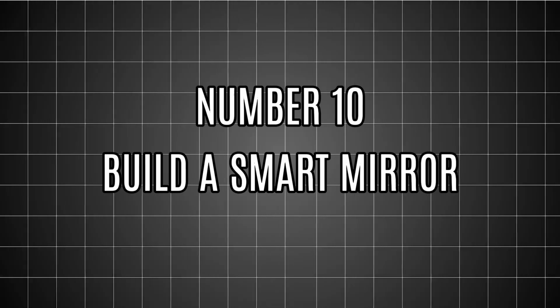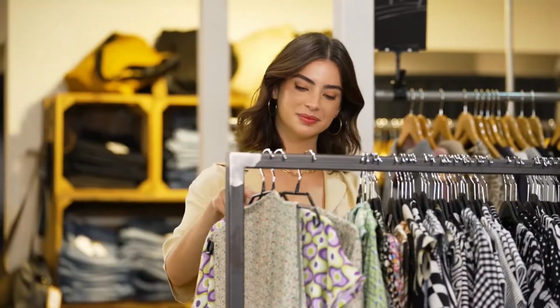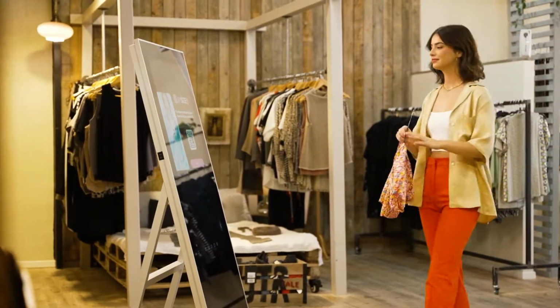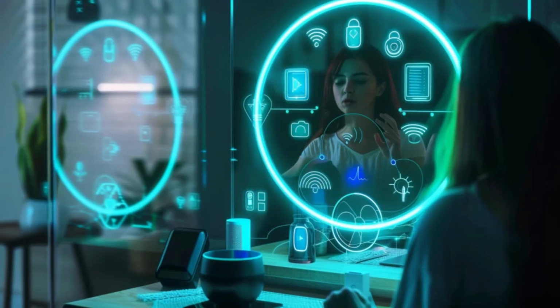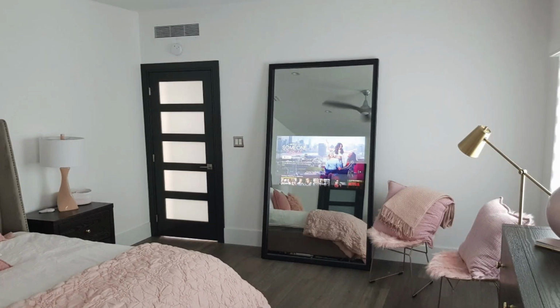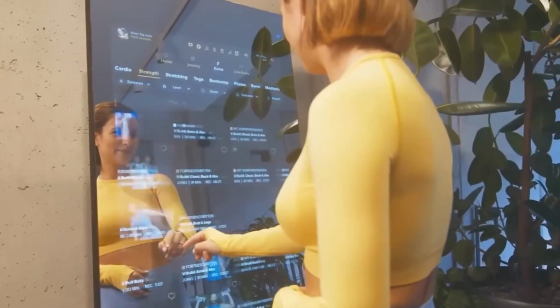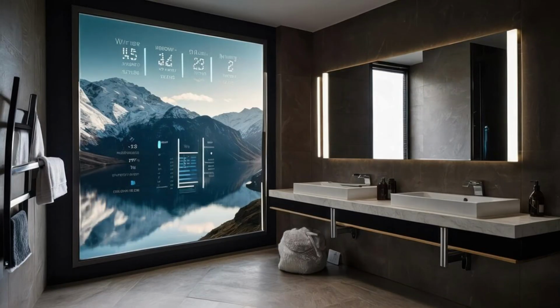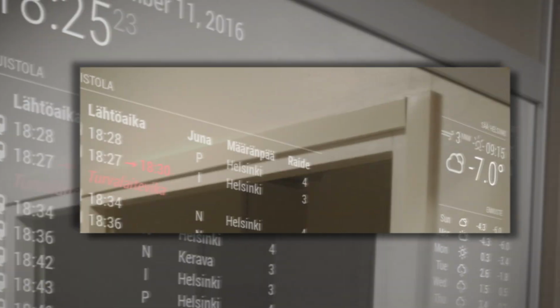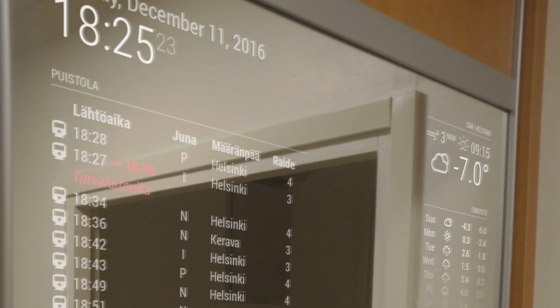Number 10, build a smart mirror. A smart mirror is a simple yet impressive project that can help you get started with Raspberry Pi. Imagine walking up to your bathroom or bedroom mirror, and instead of just reflecting your image, it shows useful information like the weather, news, time, and even your calendar events.